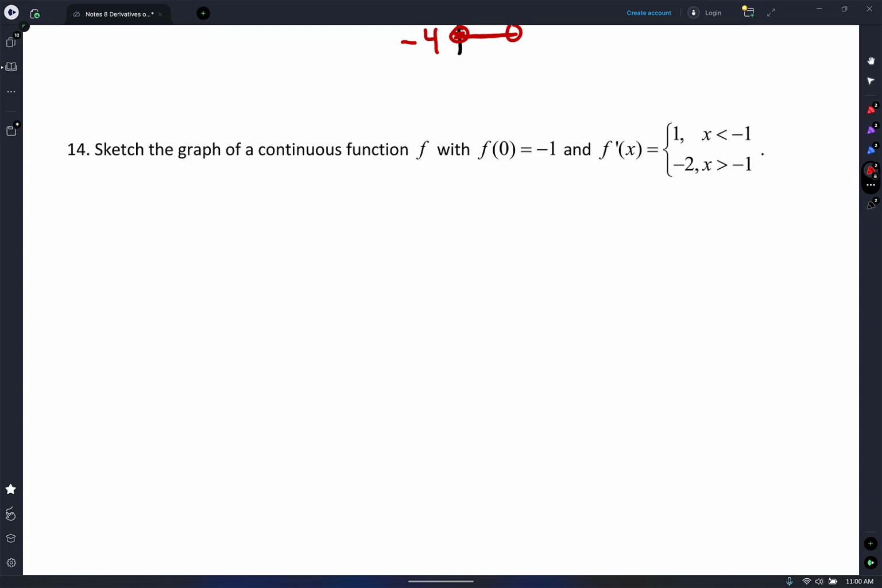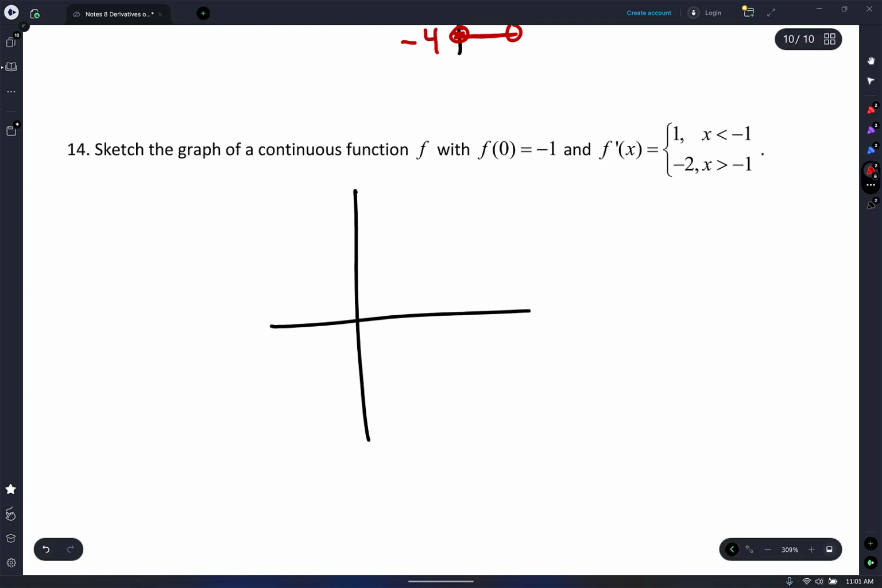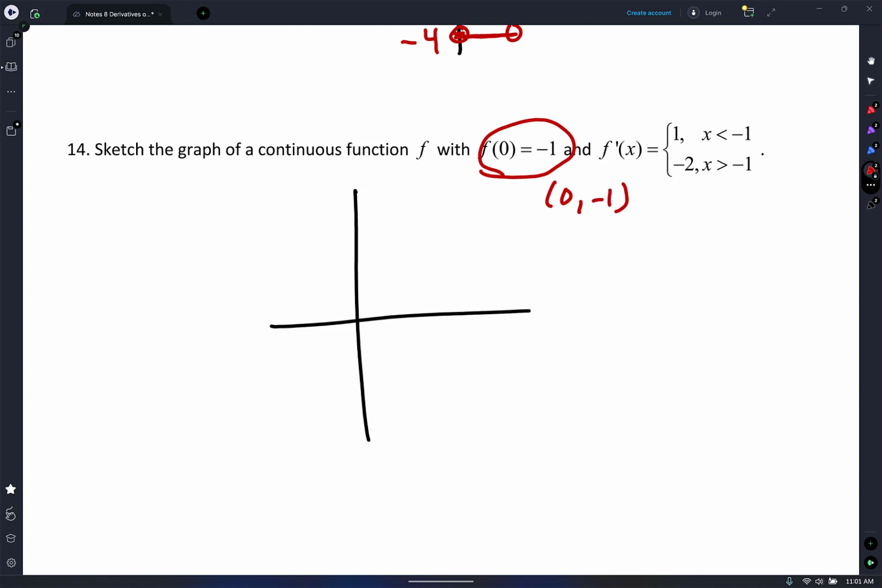Okay. Anyways, let's do this. All right, here we go. You guys ready? I'm going to draw a grid. So draw a grid. Okay. Are we okay with the grid? All right. It's a sketch graph of a continuous function f with, notice, all right guys, focus. So it says 0, -1. That's my first point. So go to 0, -1 and put a point there. 0, -1 point. Are we okay?